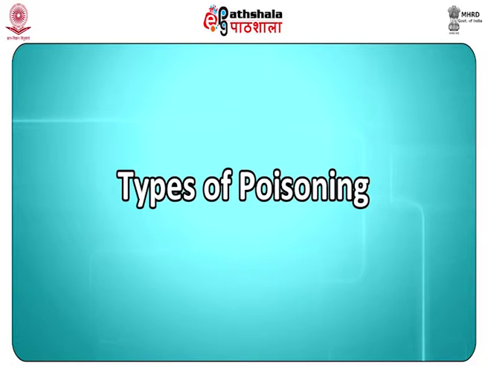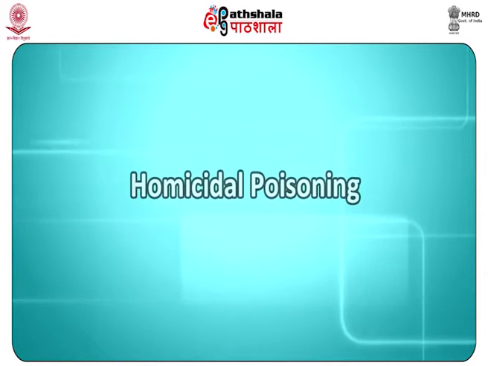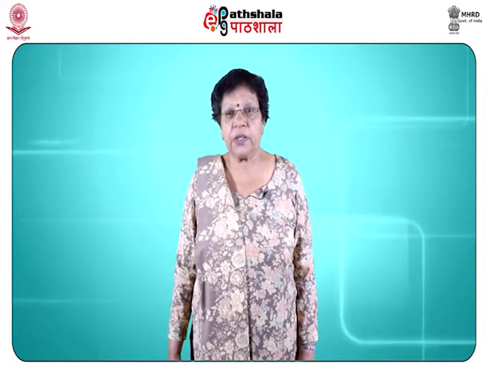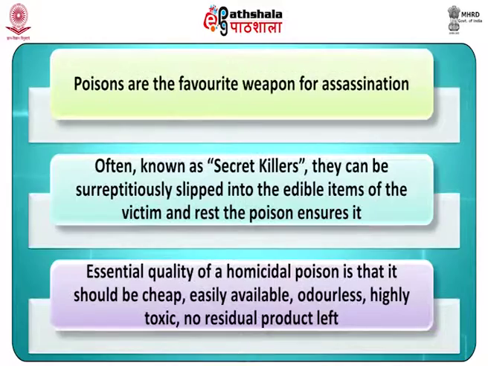Now let's study the types of poisoning. First is the homicidal poisoning. Homicidal poisoning is the administration of a poisonous substance by a person to kill another. From the early ages, poisons are the favorite weapon for assassination. More often known as secret killers, they can be surreptitiously slipped into the edible items of the victim and the rest of the poison ensures it.